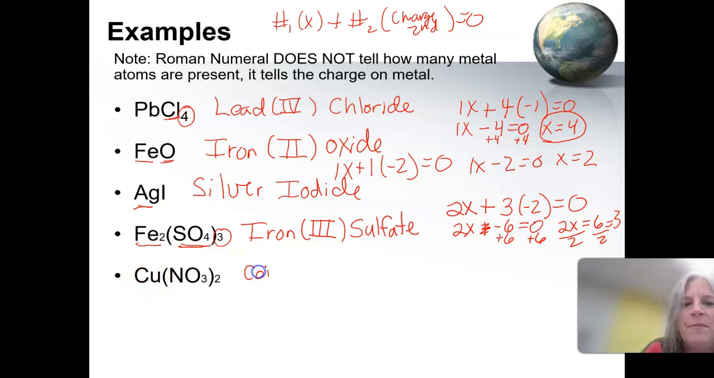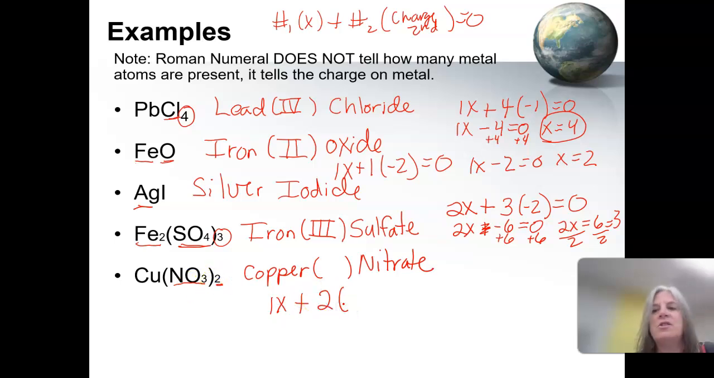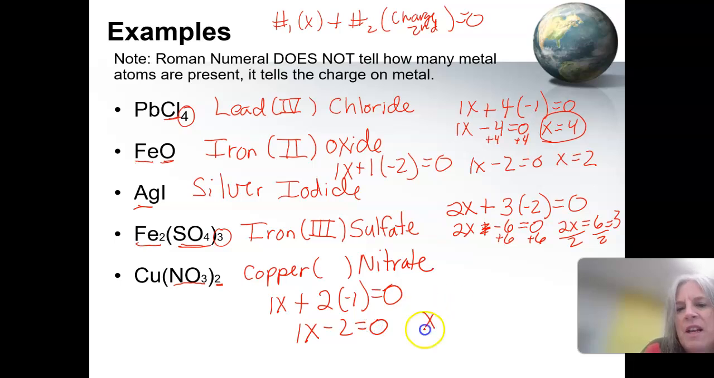All right, one more. That's Cu. That's copper. Name the first one. Put in the parentheses Roman numeral. This is nitrate. So from the back of our periodic table. All right, we only have one copper, so it's 1x plus, there's 2 nitrates. Charge of nitrate from the back of your periodic table is -1. That equals 0. So we have 1x minus 2 equals 0. So that means that x is going to equal 2. So that's going to be Roman numeral 2. All right. Just take some practice. You got to remember that formula.